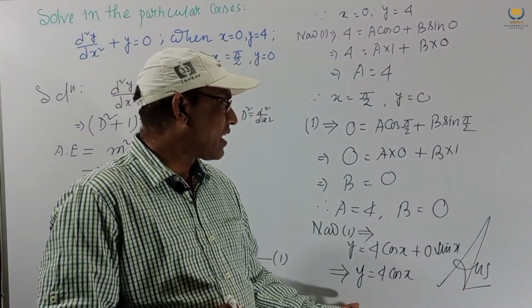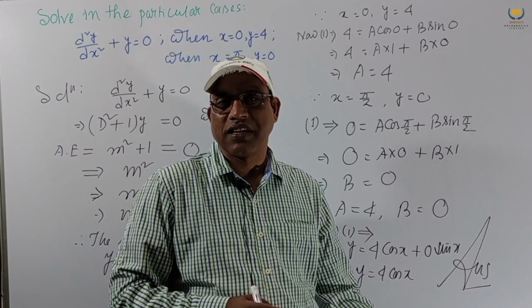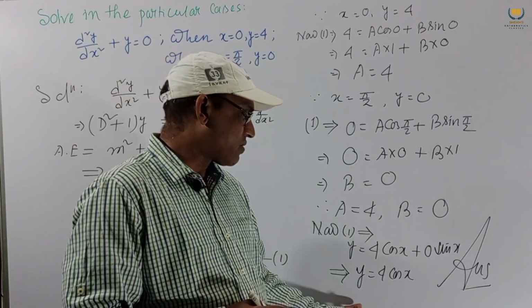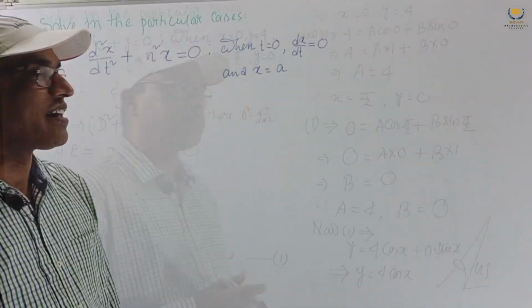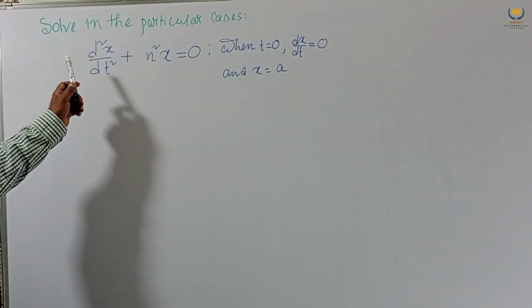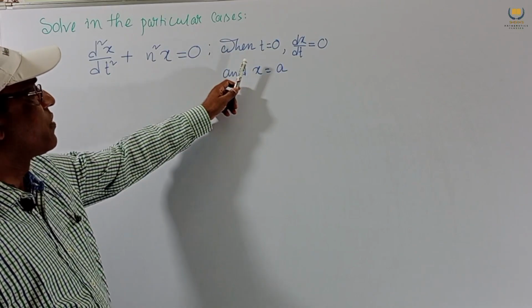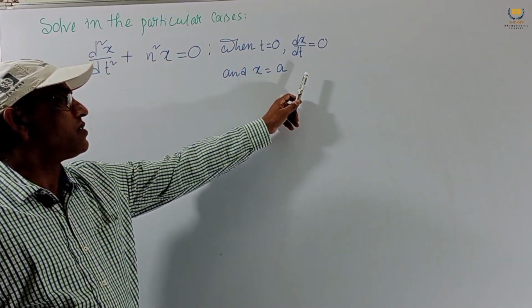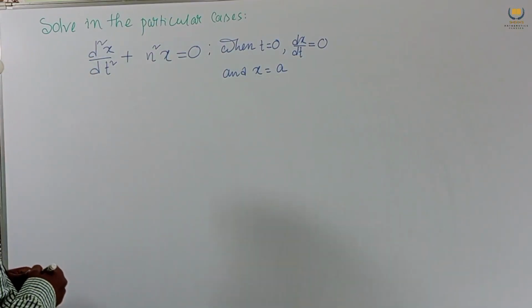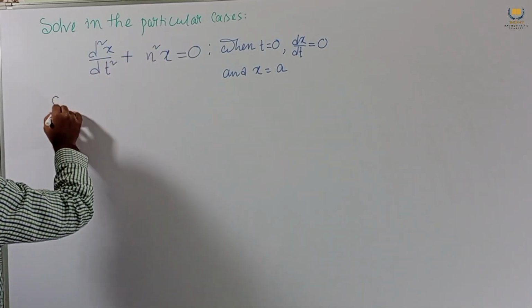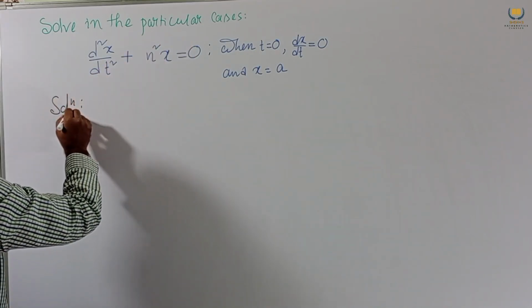Here constants A, B are absent. By putting the values of A, B we get a solution. This is called particular solution. We consider another problem. d²x/dt² + n²x = 0, when t = 0, dx/dt = 0 and x = a. These are the conditions given. Now we have to find particular solution.